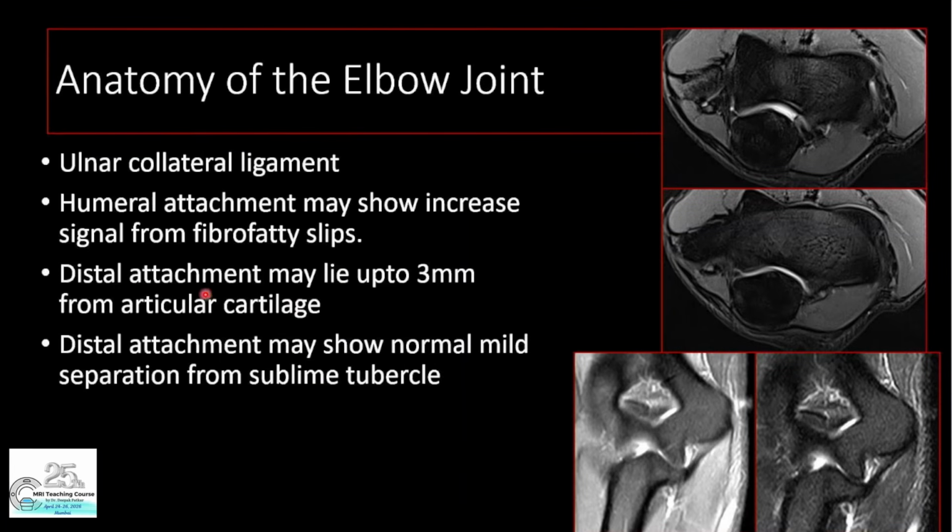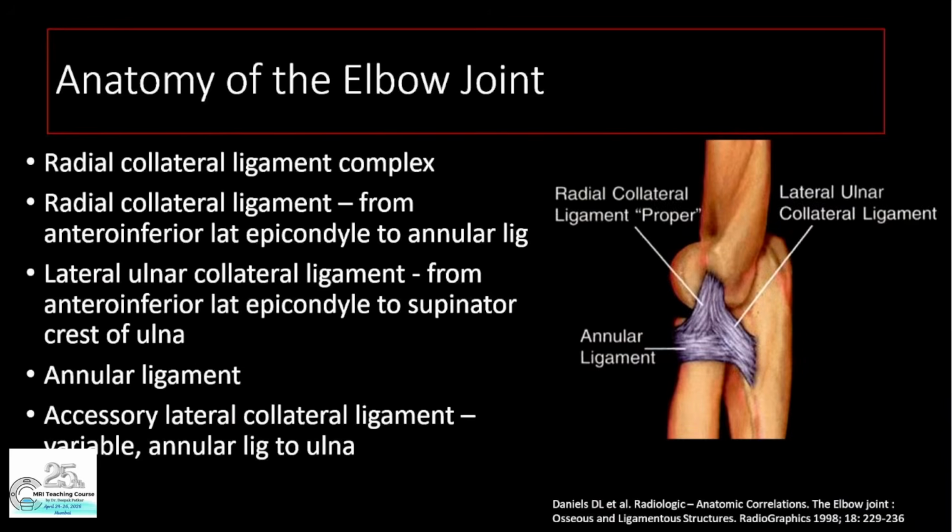Just some things that you must be careful about. The humeral attachment, or the proximal attachment of the UCL, can have a little bit of hyperintensity because of fibrofatty slips. While here you are seeing that the distal attachment is right at the margin, sometimes you may have it a little lower down, up to 3 mm is allowed, and sometimes it may not be so flush. There might be a little sliver of fluid separating the two, particularly in the elderly.